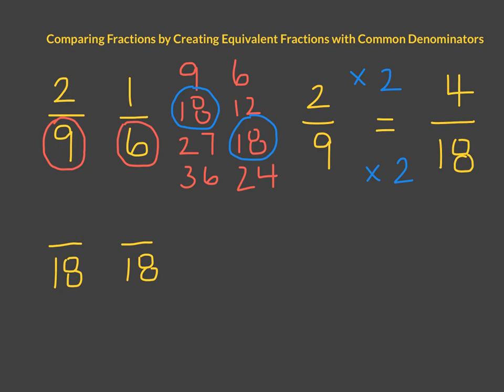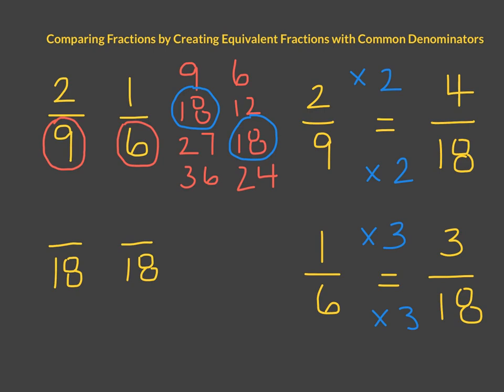Let's look at our other fraction, 1/6. 1/6 is equivalent to something over 18. Once again, we'll begin by determining what number multiplied by 6 is 18. 6 multiplied by 3 is 18. Therefore, we have to multiply the numerator by the same number, 3. 1 multiplied by 3 is 3.